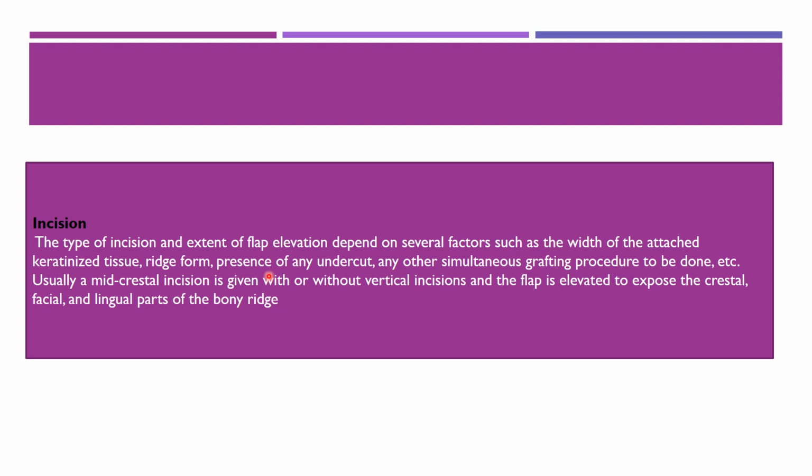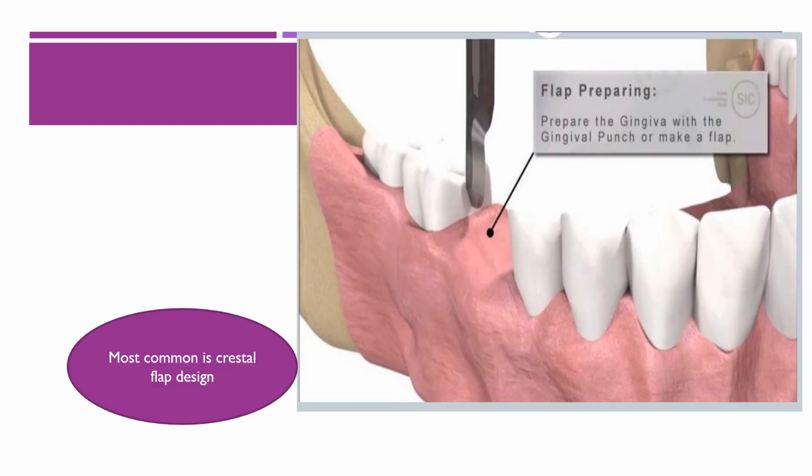So if you want to go for bone graft placement and all, there should always be vertical incisions along with the mid-crestal incision. So here we will be giving a mid-crestal incision with or without vertical incision, and the flap is elevated to expose the crestal, facial, and lingual parts of the bony ridge. You can see that the most common is the crestal flap design.